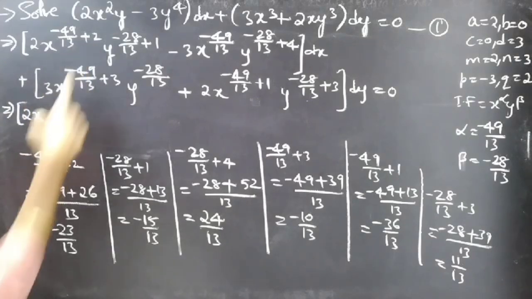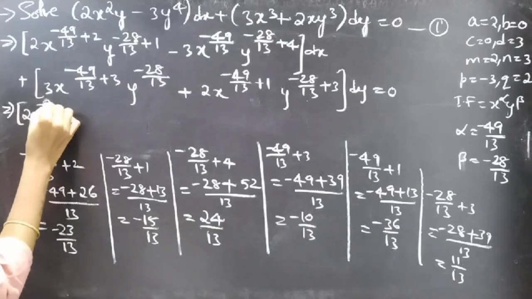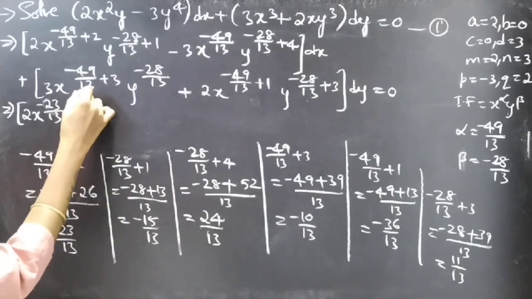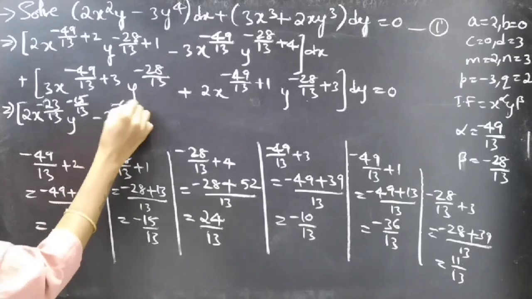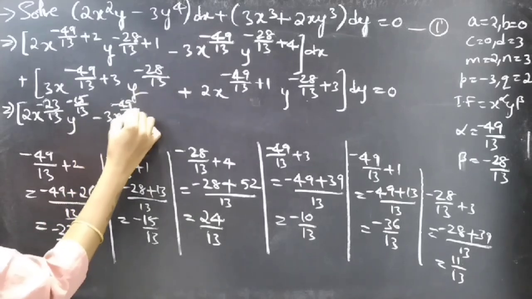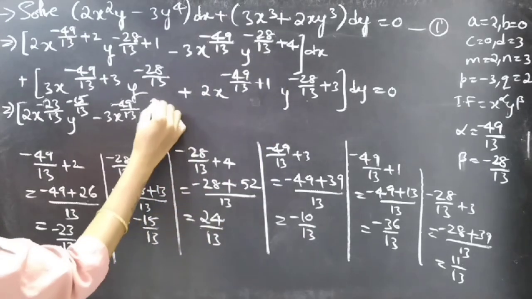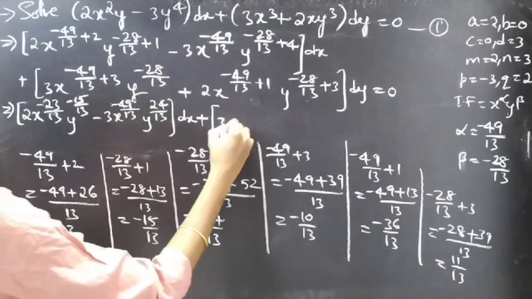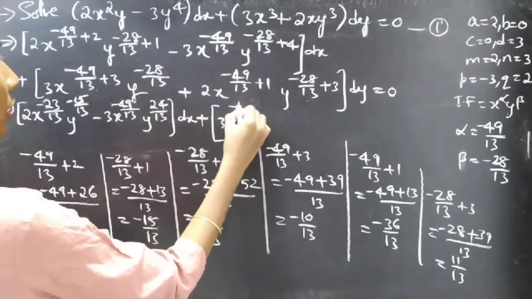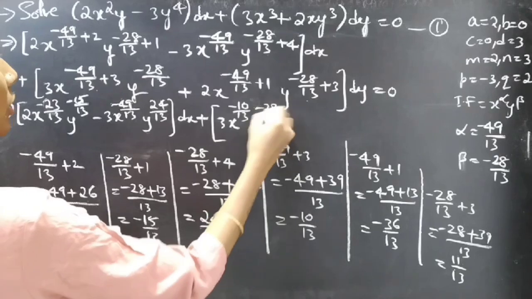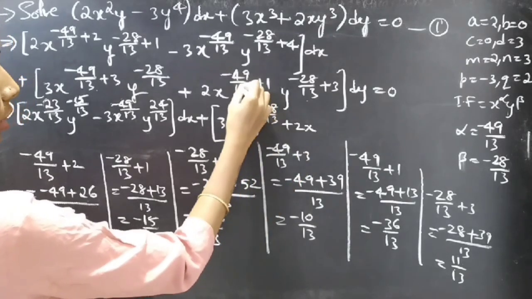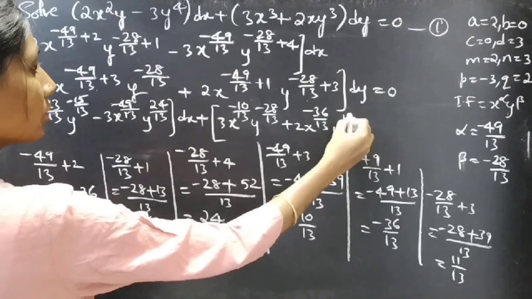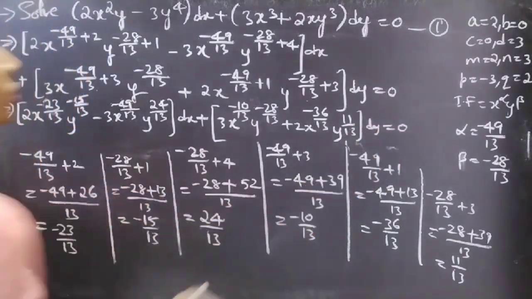2x power minus 49 by 13 plus 2 minus 23 by 13 into y power minus 28 by 13 plus 1 minus 15 by 13, minus 3x power minus 49 by 13 into y power minus 28 by 13 plus 4, 24 by 13 into dx plus 3x power minus 49 by 13 plus 3 is minus 10 by 13 into y power minus 28 by 13 plus 2x power minus 49 by 13 plus 1 gives minus 36 by 13 into y power minus 28 by 13 plus 3, it's 11 by 13 into dy equal to 0.